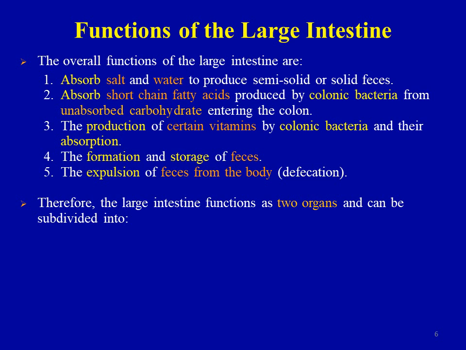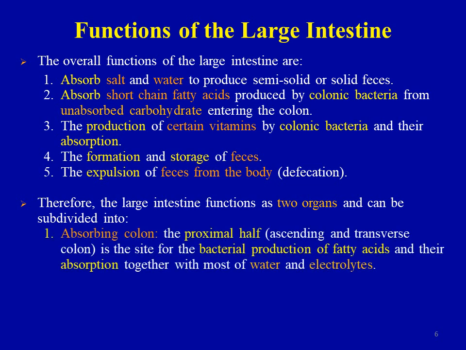Therefore, the large intestine functions as two organs and can be subdivided into two parts from the above-mentioned functions. We have an absorptive colon, which is function 1 and 2, and this is usually the proximal half of the large intestine, and we are mainly talking about the ascending and transverse colons. It is the site for the bacterial production of fatty acids and their absorption, together with most of the water and electrolytes. So this part usually covers function 1, 2, and 3.